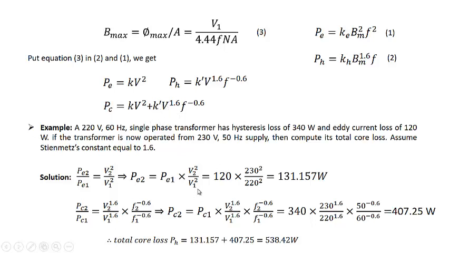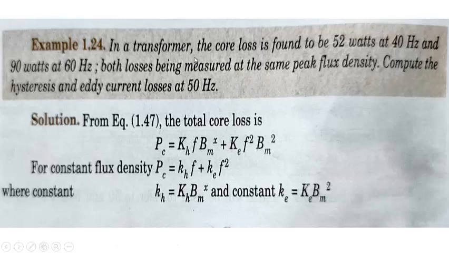But sometimes the question may be slightly different, like this one. In a transformer, the core loss is found to be 52 watts. This is core loss, not hysteresis or any eddy current loss. At 40 Hertz, and 90 watts at 60 Hertz. Both losses being measured at the same peak flux density. That means Bm is the same. Compute the hysteresis and eddy current loss at 50 Hertz. We need to find it at 50 Hertz.